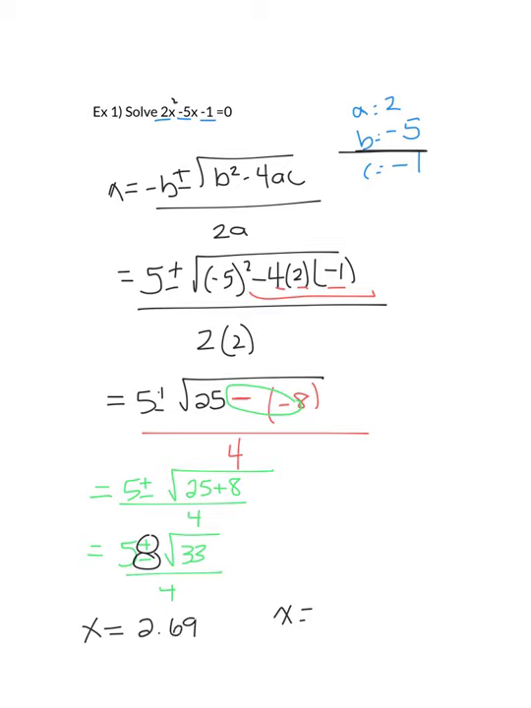Now the next time I'm doing this, I'm going to be doing 5 minus the square root of 33. Again, hit enter or equals and then divided by 4, and I will get negative 0.19.